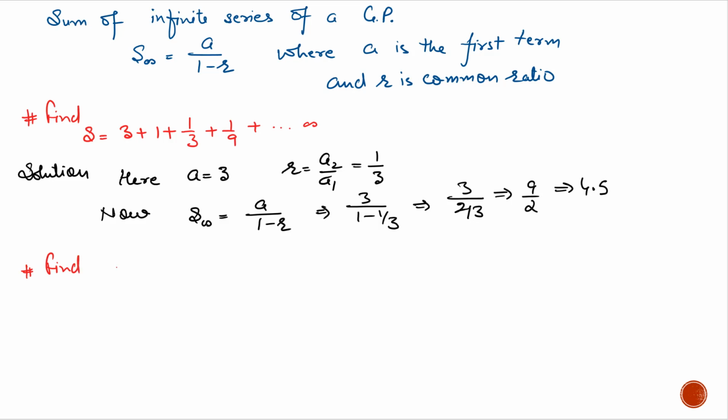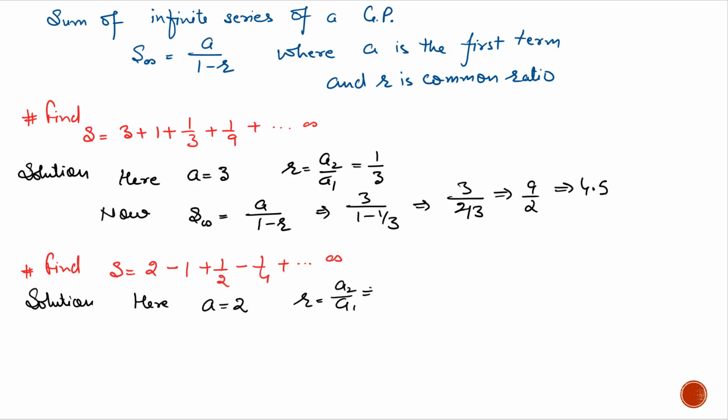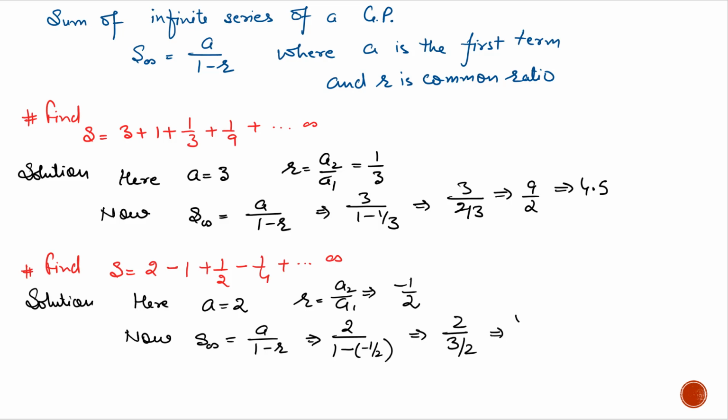Next example. Find the sum of an infinite series 2 minus 1 plus 1 by 2 minus 1 by 4 and so on till infinite. Here A equals 2 and the ratio is minus 1 upon 2, second term upon first term, and the sum of an infinite series is A divided by 1 minus R. Here put A equals 2 and R equals minus 1 by 2, and after solving we will get the answer 4 by 3.